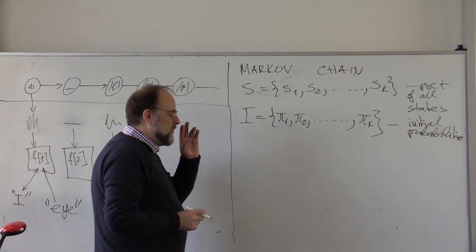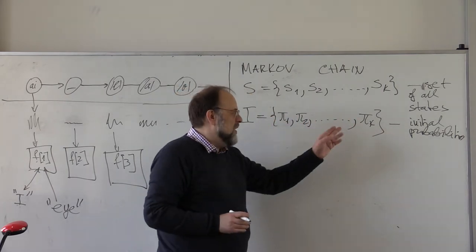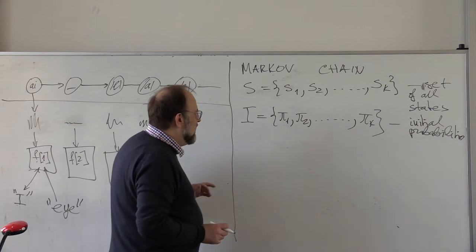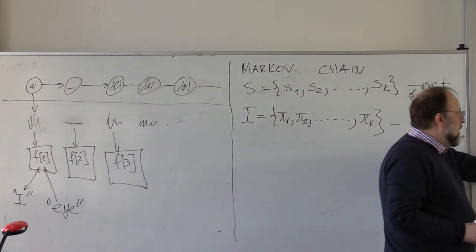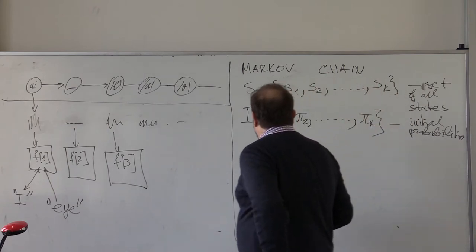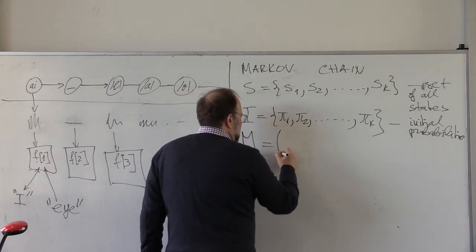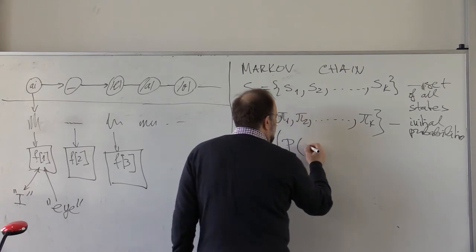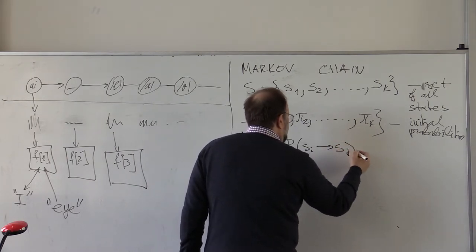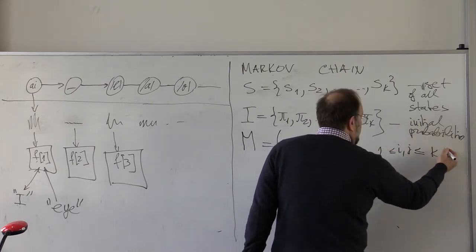In the case of a random surfer, these were all 1 over n, right? Because for all web pages, we assume that the random surfer picks a web page randomly with equal probability. But in general, for example, for phonemes at the beginning of an utterance, of course some phonemes will be more likely, some less likely. Then you have the matrix M, which is the set of probabilities that from state Si we transition into state Sj. Here i, j range between 1 and K.